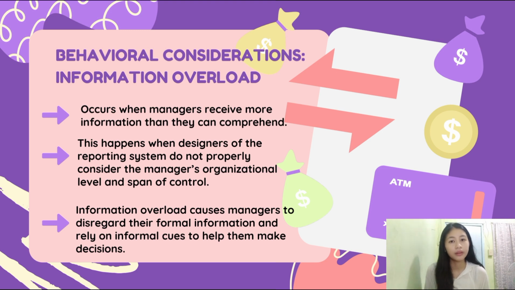Information overload causes manager to disregard their formal information and rely on informal cues to help them make decisions. Now, by happening this, it can cause manager to disregard formal information in decision making. So, it is important na we do not overload managers with the information.